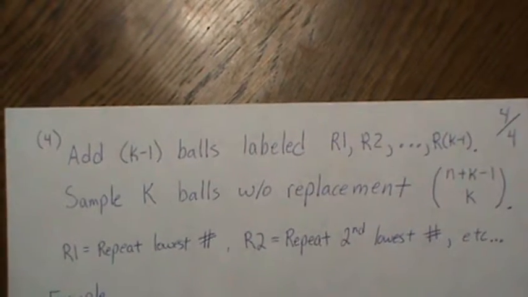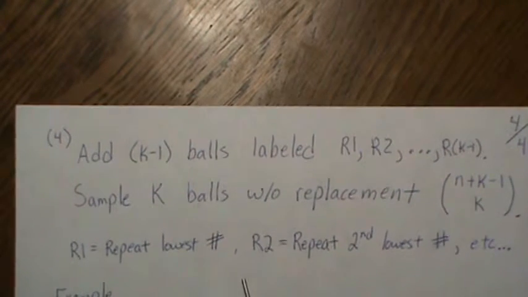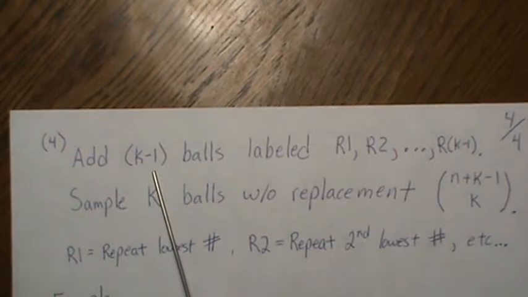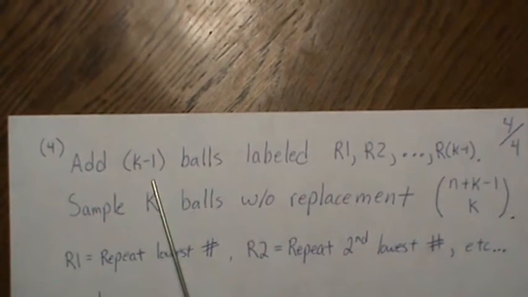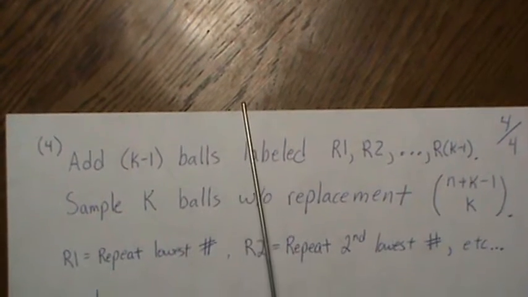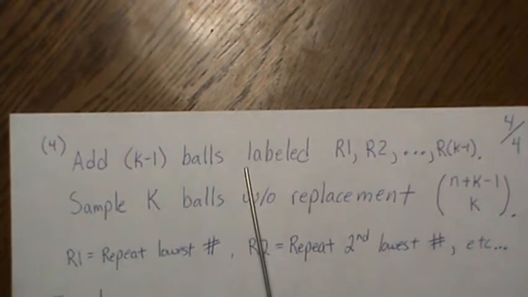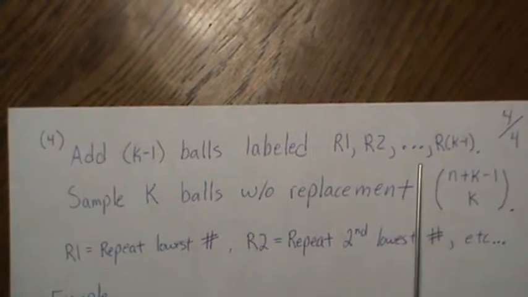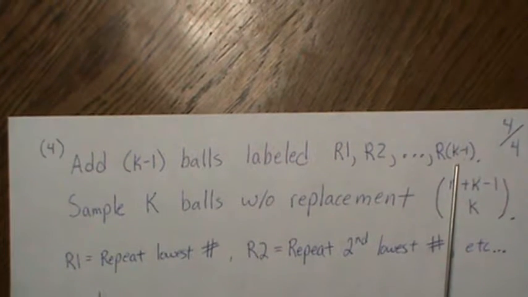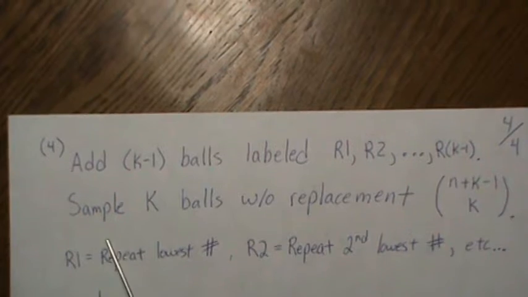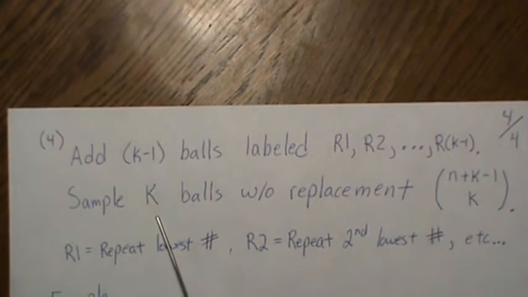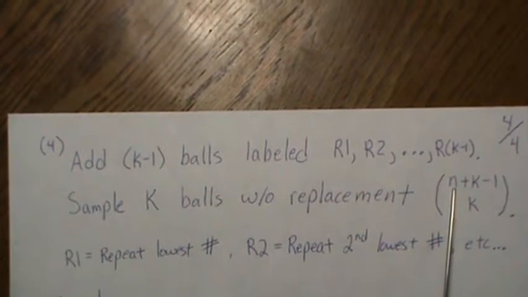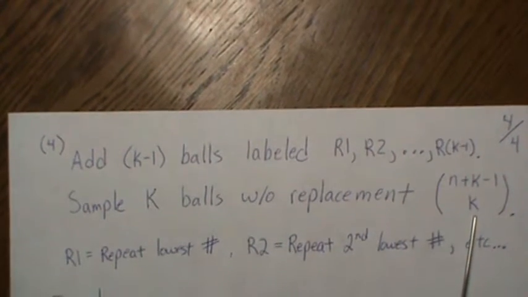I think is pretty neat. So we have n balls, and we're going to add to those n balls k minus 1 more balls, and we're going to label those balls. Because the balls that were already drawn from are labeled from 1 to n, and we're going to label these new balls R1, R2, R3, R4, all the way up to R k minus 1. And then we're going to sample the k balls from all of those without replacement. And the number of ways to do that is n plus k minus 1 choose k.